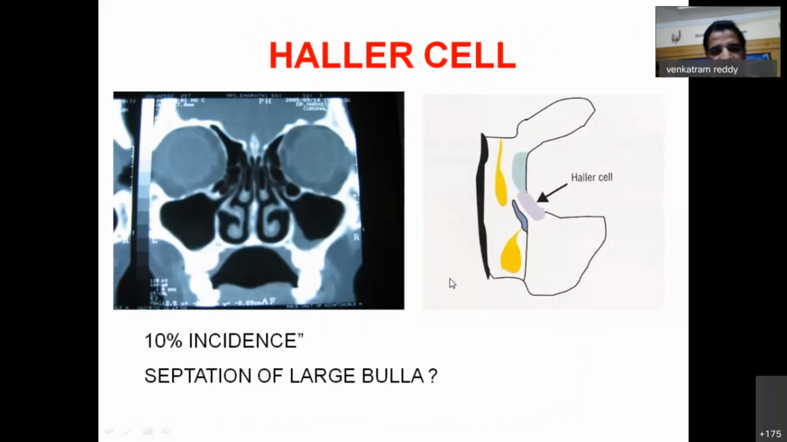Then the Haller cell is defined as a medial orbital wall cell, or sometimes it can be a septation from a large bulla. If you have a large bulla, a septation from the large bulla can lead to a Haller cell. So it's called a medial orbital wall cell or infraorbital cell. If you take random CT scans, Haller cells are found in about 10% of cases. This is responsible for the maxillary sinus outflow obstruction, and you need to remove it completely along with the bulla excision.